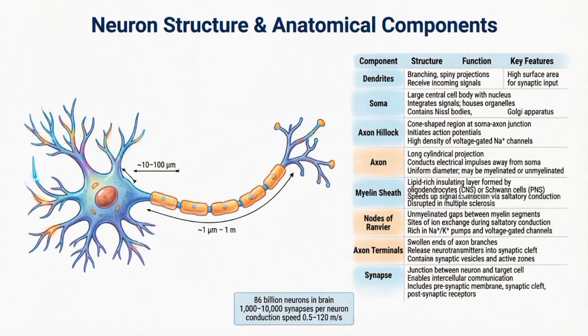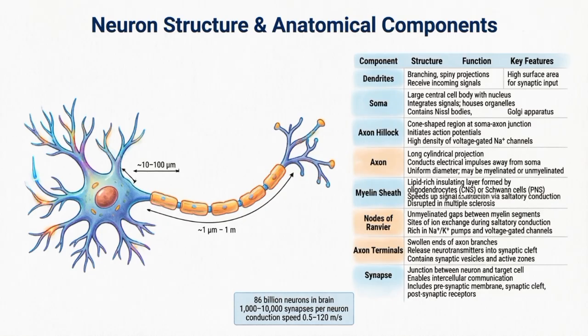Cell body, soma. First, the soma, or cell body. This is the metabolic center of the neuron. It contains the nucleus with the neuron DNA, Nissl bodies for protein synthesis, mitochondria for energy production, and Golgi apparatus for packaging proteins. Dendrites. Extending from the soma are the dendrites, highly branched projections that serve as the neuron input zone. They receive incoming signals from other neurons.